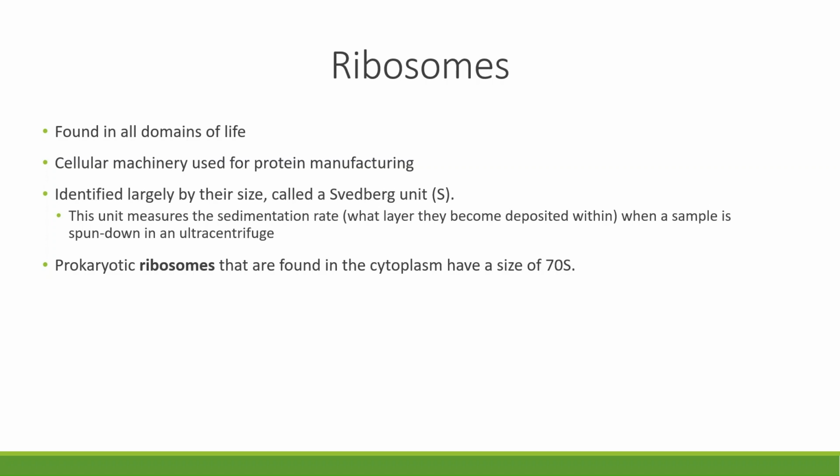the Svedberg unit. The size affects how fast they settle in a solution. And when placed in an ultracentrifuge, which is a lab machine that spins samples around, this accelerates the rates at which solids settle to the bottom of a tube in a solution. The size of a ribosome affects how quickly it settles, and therefore the settling rate is called a Svedberg unit. Prokaryotic ribosomes that are found in the cytoplasm have a size of 70 Svedbergs, or 70S.